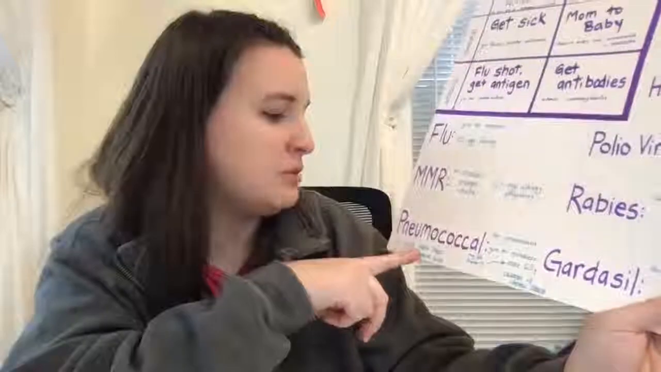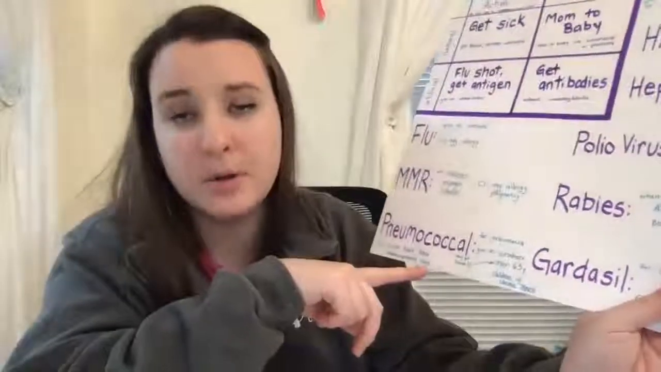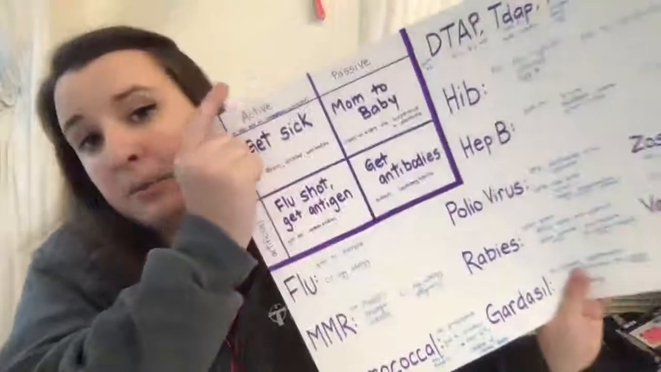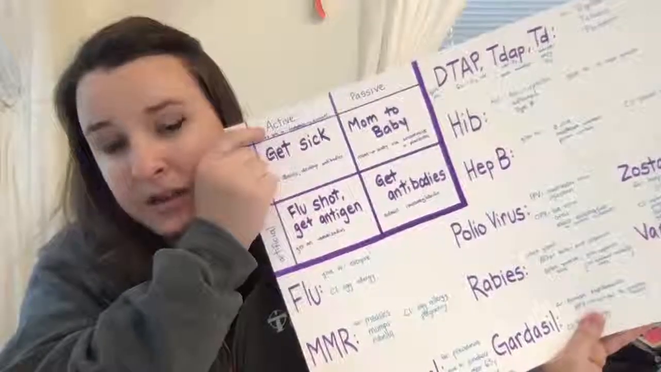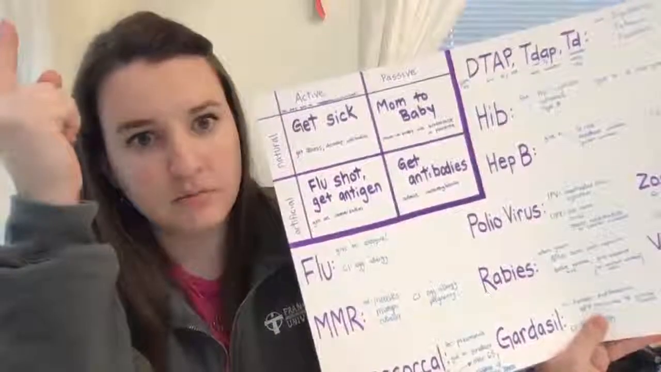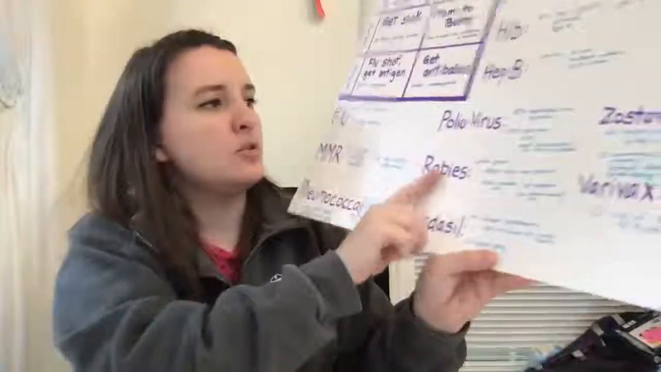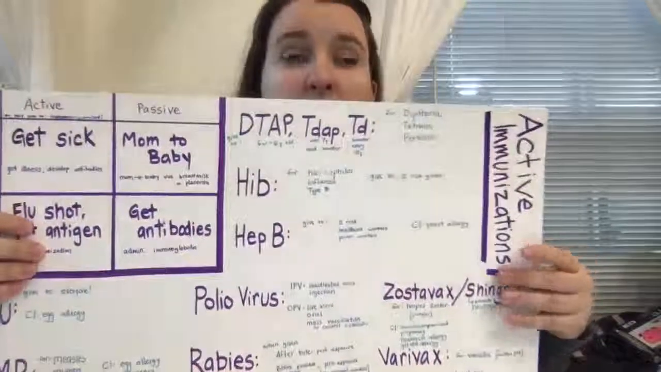Contraindicated in patients who have acute febrile illness and those who are in an immunocompromised state. So remember we talked about up here, people who are immunocompromised cannot get active immunizations. Just something to remember. The next category is polio virus. There's two different ways that patients can receive this, whether it's an injection or orally.